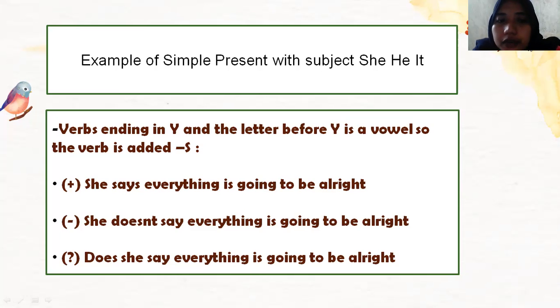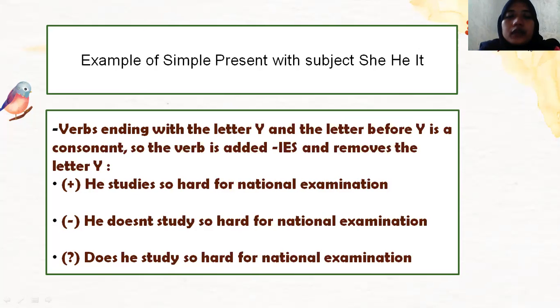For the negative: she doesn't say everything is going to be all right. We come back to the verb one, don't use s. For the interrogative: does she say everything is going to be all right?